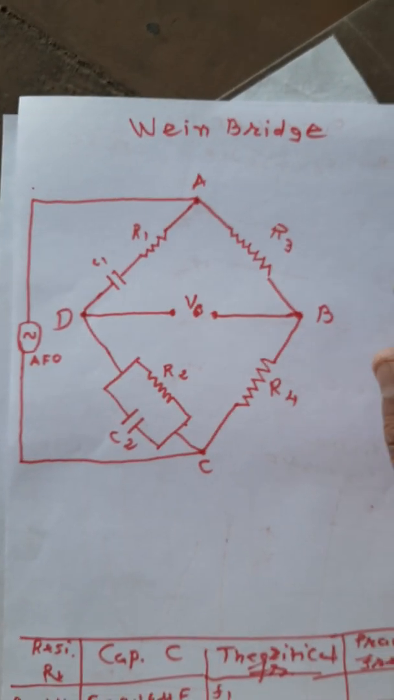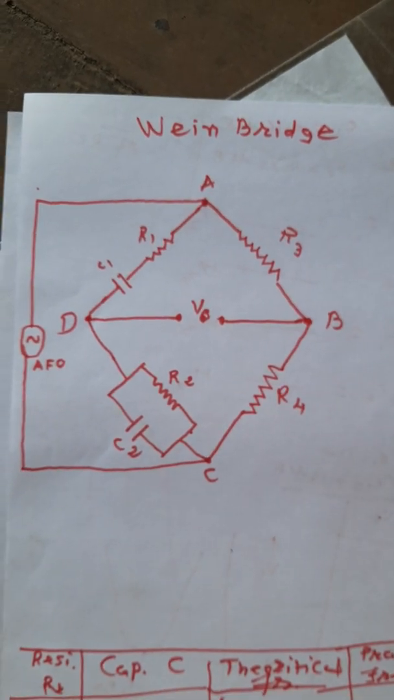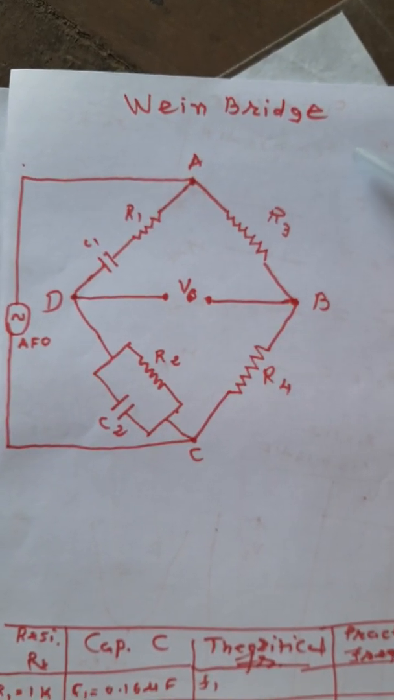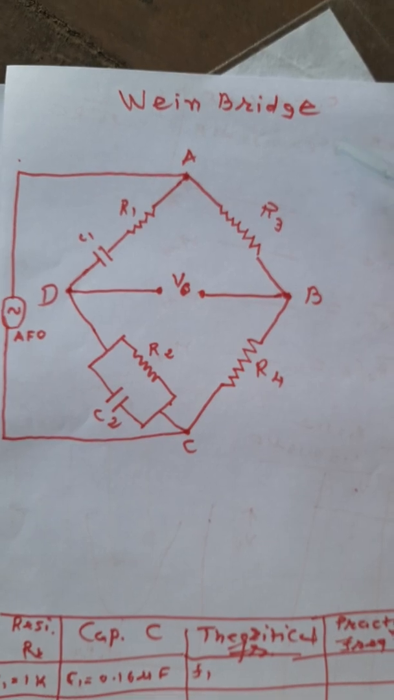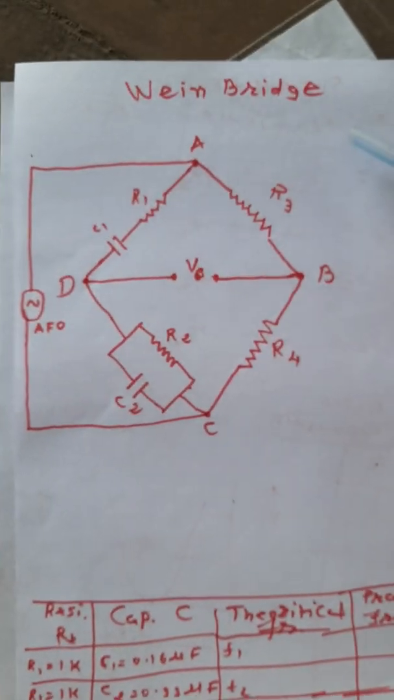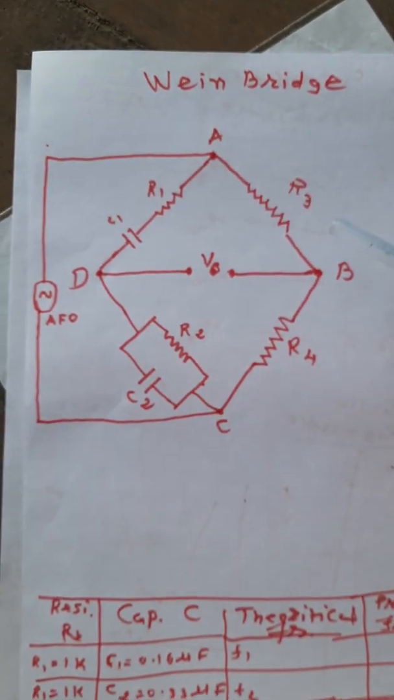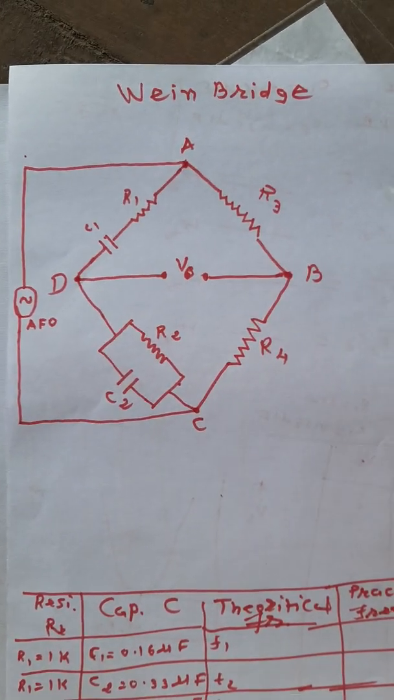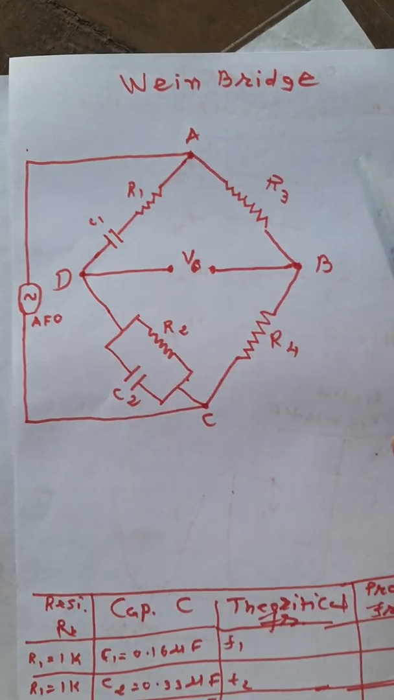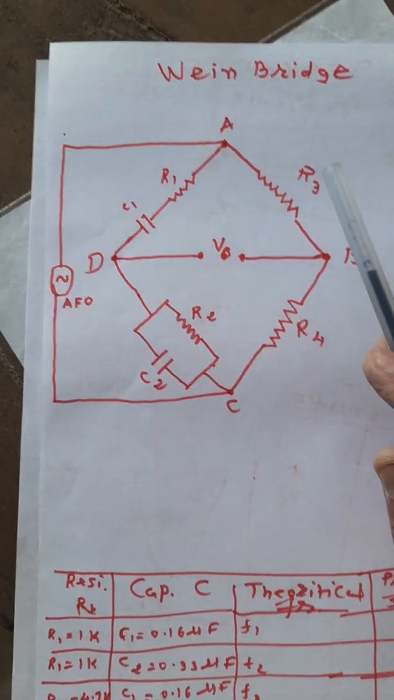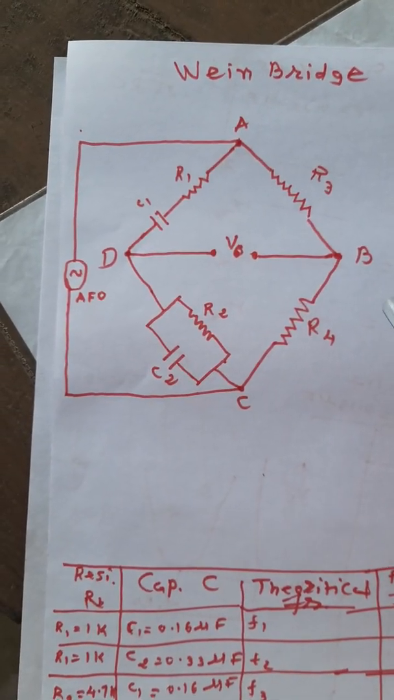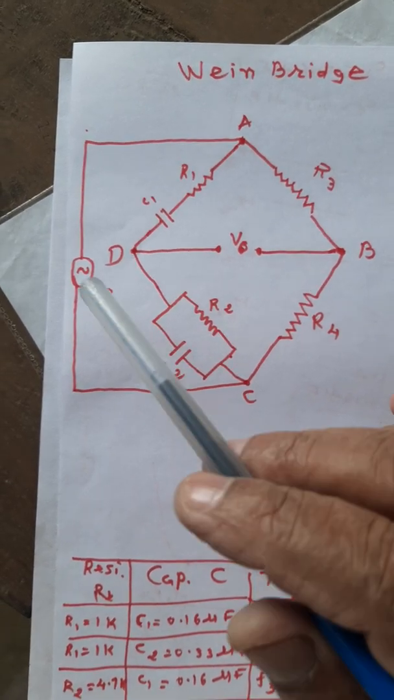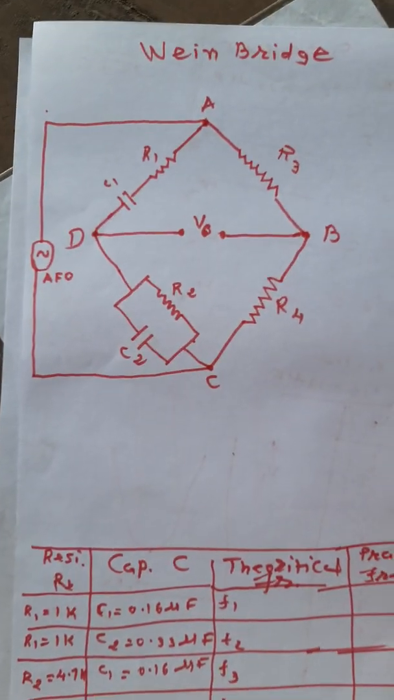Today we are going to discuss the experiment of Wien bridge. Now the Wien bridge circuit is given in this diagram. This is a bridge circuit, so it has 4 arms. The arms between AB, BC, CD and DA.